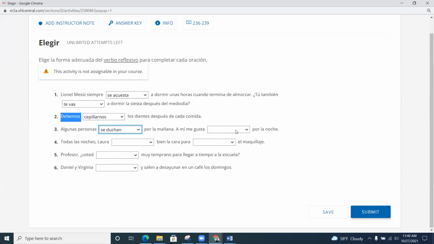A mí me gusta bañarme, bañarte o bañarse por la noche. Pausa. Y hemos vuelto, bañarme porque a mí me gusta. ¿Sí? A mí me gusta. Es la única opción correcta.